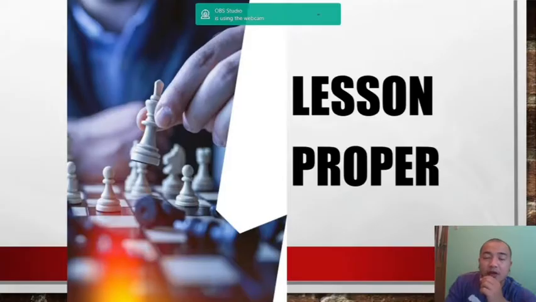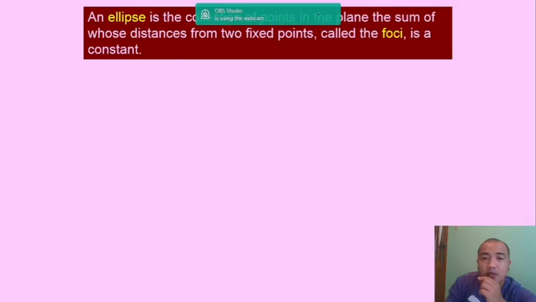So let's go now to our lesson, which is on the ellipse with center at (h, k). An ellipse is the collection of points in the plane, the sum of whose distances from two fixed points called the foci is a constant. So take note of the word sum, right? Pag sum, ellipse yan. But pag difference, hyperbola na yan.